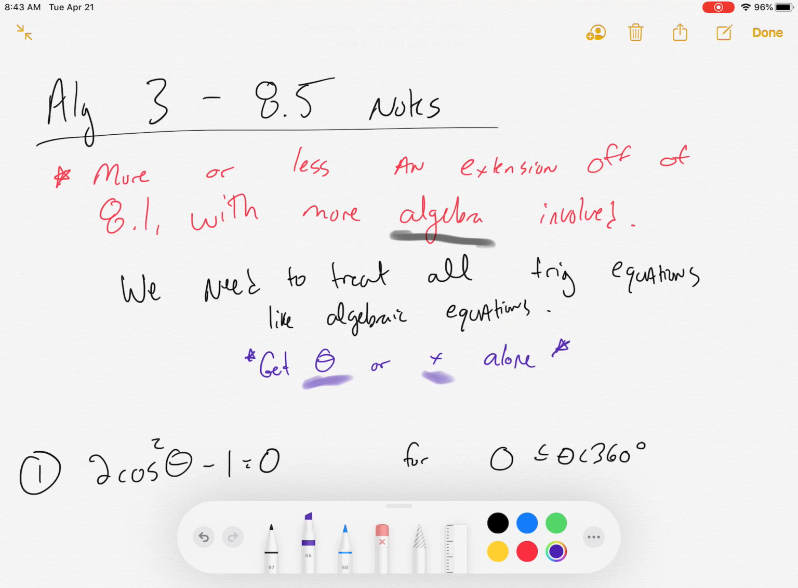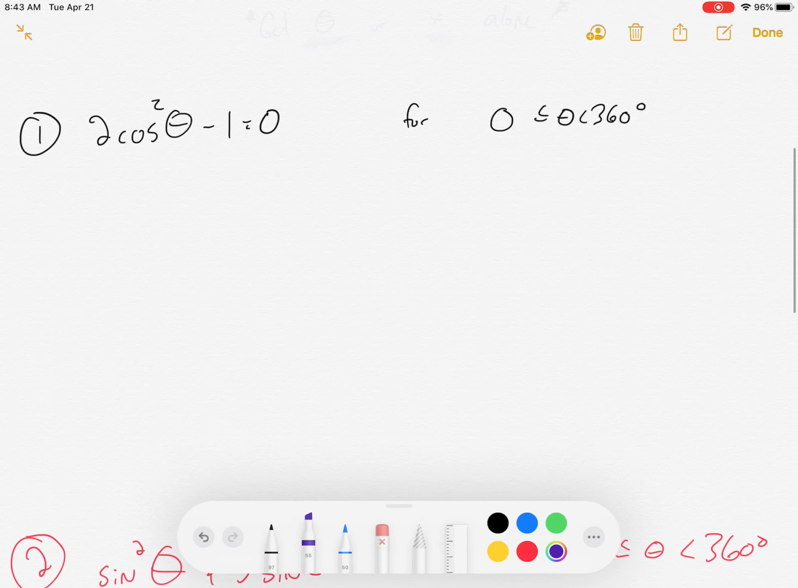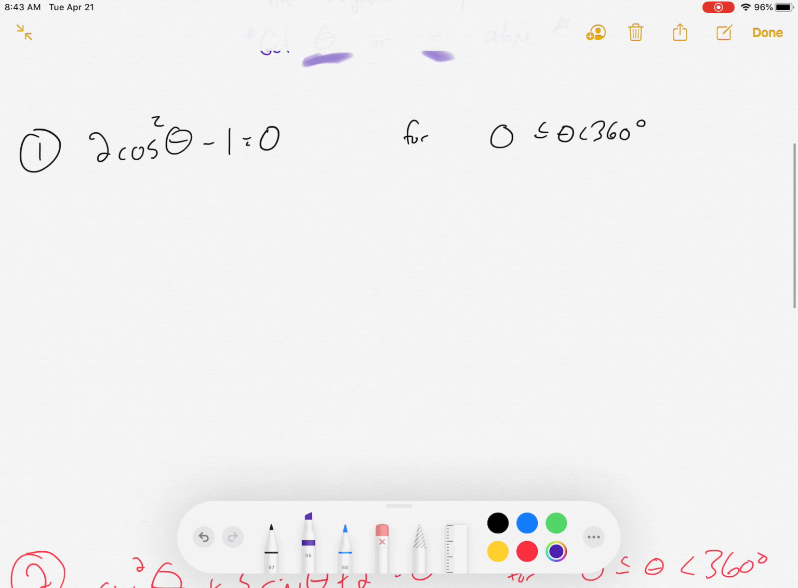And again, our goal is going to be to get theta or x. Theta is usually when it's in degrees. X is when it's in radians. If you mix them up, it's not that big of a deal. I do it all the time. But our goal is to get that by itself.